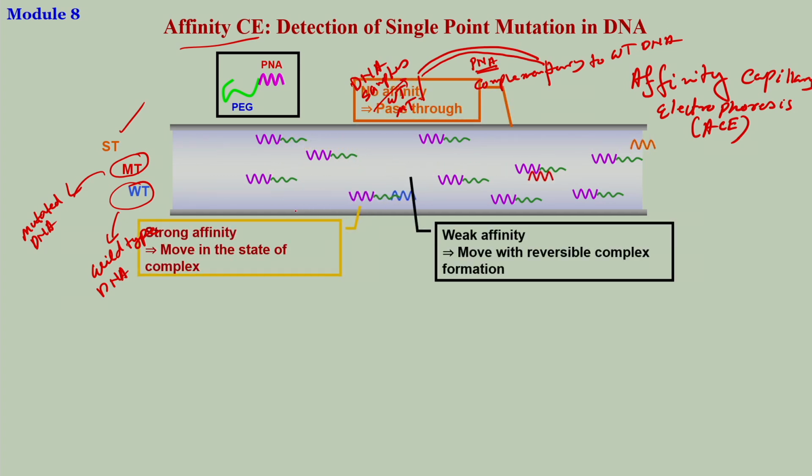Here the complex is moving, this is weak interactions coming and then moving out. This has no interaction, it will go straight without any blockage. Okay. So, strong affinity moves in the state of complex, weak affinity moves with reversible complex formation. So, forming and then unwinding, forming and unwinding, and that is how it is going.